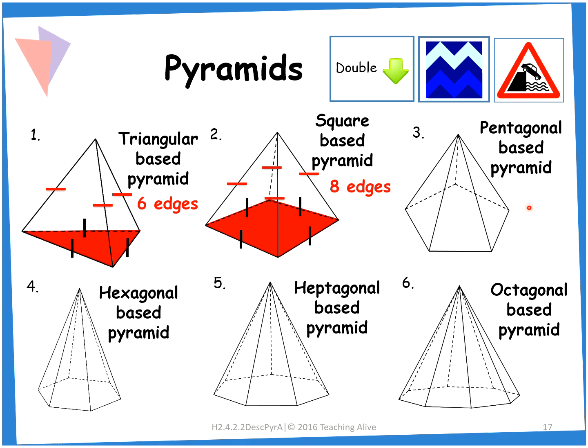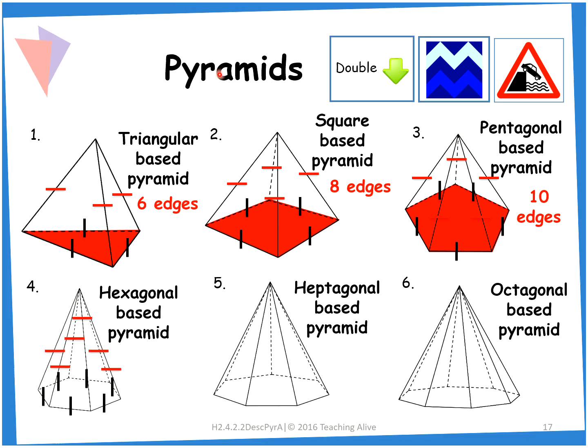Let's speed this up a little bit. So for number 3, for our pentagonal based pyramid, we'll add in our edges, but the most important, let's look at our base face shape and its sides. 5, so double 5 gives us 10 edges. Number 4, add in our edges, add in our base face shape, which is a hexagon, so that's 6 sides, double 6 gives 12 edges.